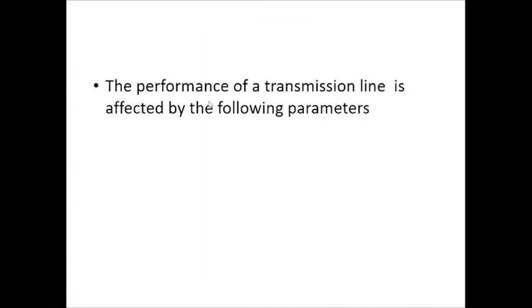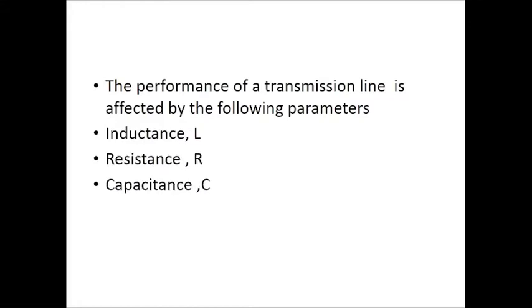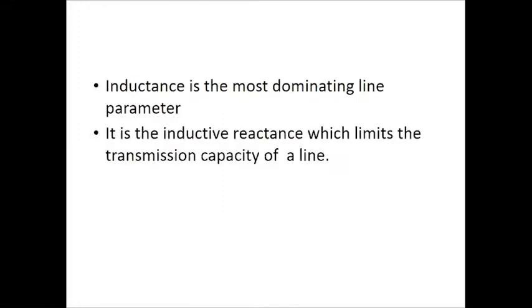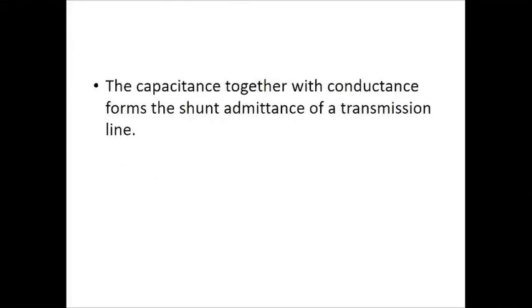The performance of a transmission line is affected by inductance L, resistance R, and capacitance C. Then conductance also. The inductance is the most dominating line parameter. It is the inductive reactance which limits the transmission capacity of a line. The capacitance together with conductance forms the shunt admittance of a transmission line.